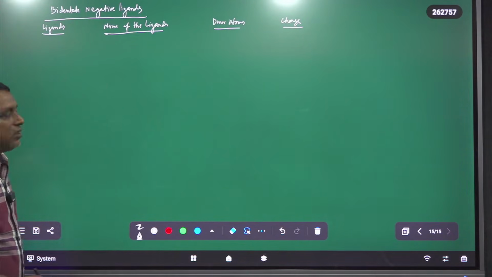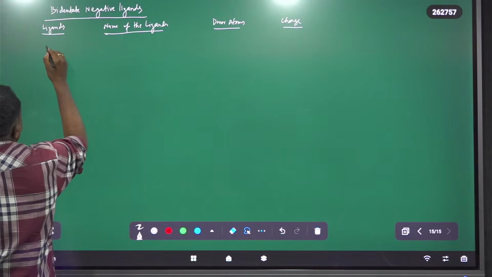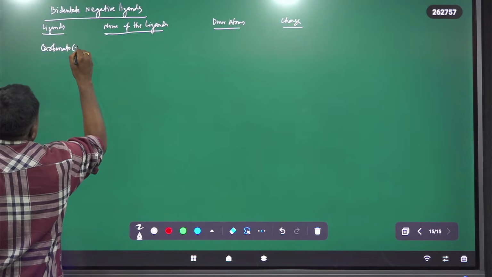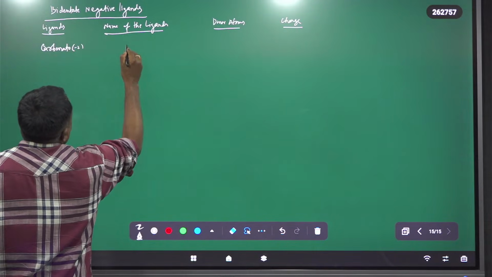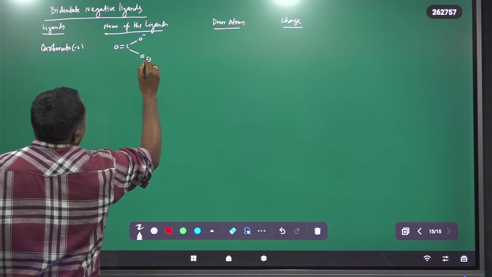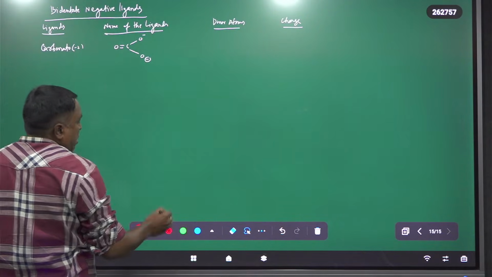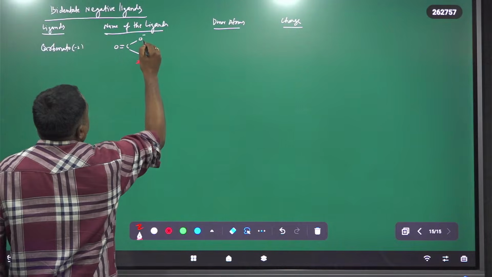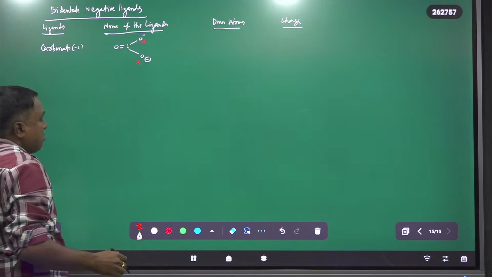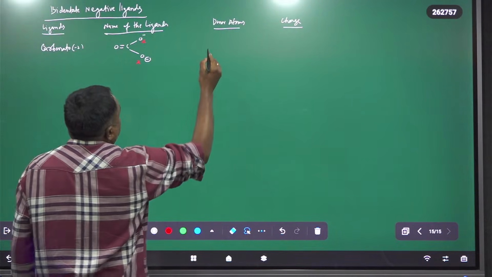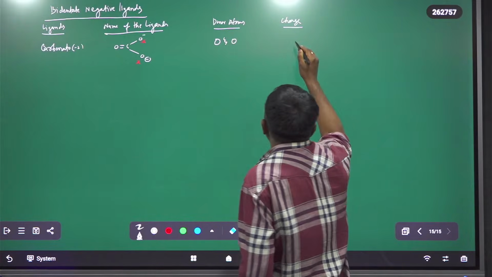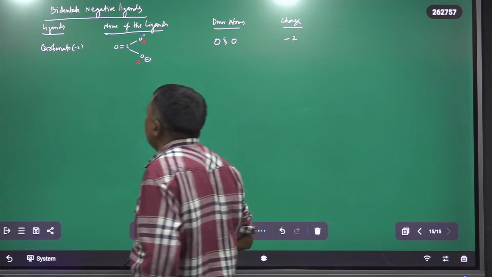The first is carbonato, CO3 minus 2. This is a donor atom, this is a donor atom, and this is another donor atom. Therefore there are two donor sites in this case. Both are oxygen and oxygen, oxygen and oxygen are the donor sites. Charge is negative, minus 2.